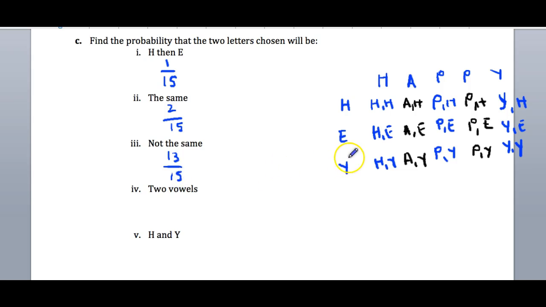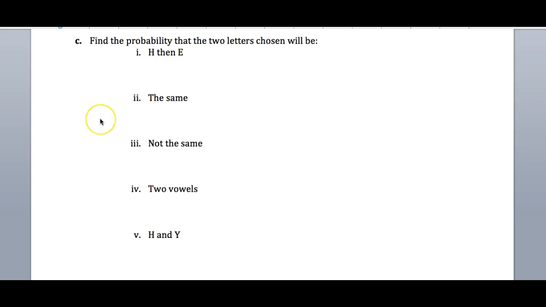2 vowels. So we've got AE, that must be the only one. So 1 over 15. H and Y, so it can be HY or YH. So we've got 1, 2 out of 15. So for this question, the hard part was actually writing that sample space, but once you've got that, you can see all the different outcomes and answer your problem. So hopefully that was the last one.